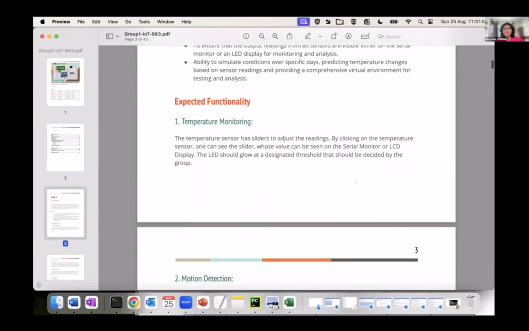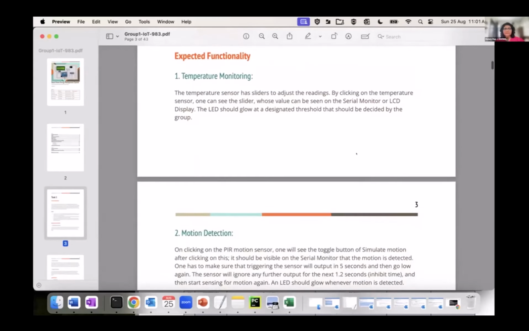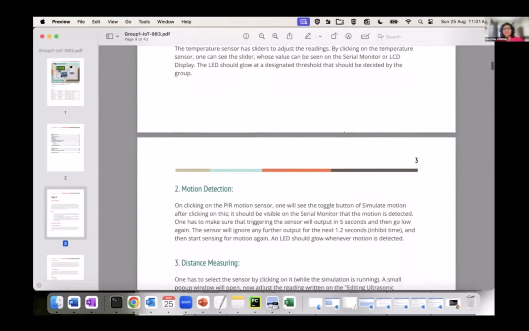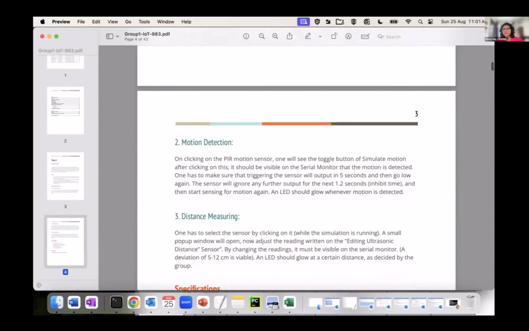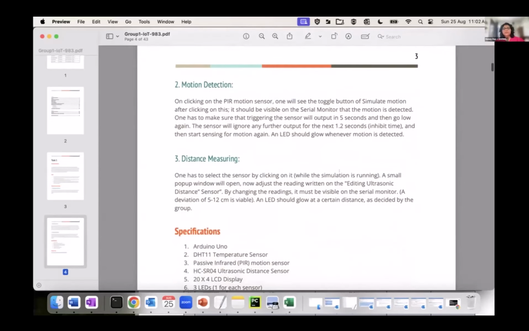So the functionality is similar to the use case that we have. We would have temperature monitoring because we have a sensor in place that is going to monitor the temperature. There's going to be motion detection by sensors again, and I'm going to walk through all the sensors that we have used while I discuss the components. Then there's going to be distance measured as per the threshold. Within and outside a particular threshold, the LED should glow or it should turn off.